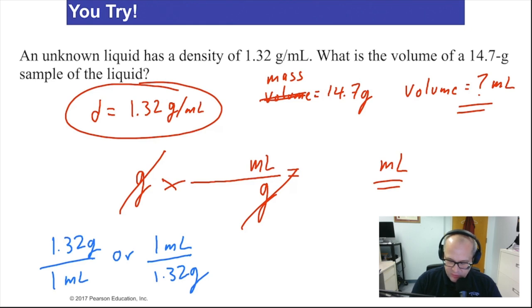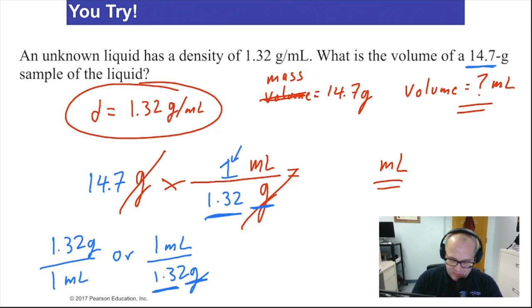Now let's put some numbers in. We know we're starting with 14.7 grams. So 14.7 goes there. 1.32 goes here, and the number 1 goes here. Notice, 1.32 is with the unit grams. 1.32 grams. 1 is with the milliliters. 1 milliliter. Okay? And that leaves us in the unit we want, milliliters. So let's take out our handy-dandy calculators. 14.7, divide all that by 1.32 equals 11.1 milliliters.